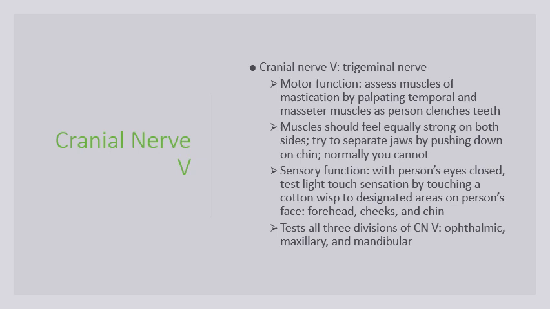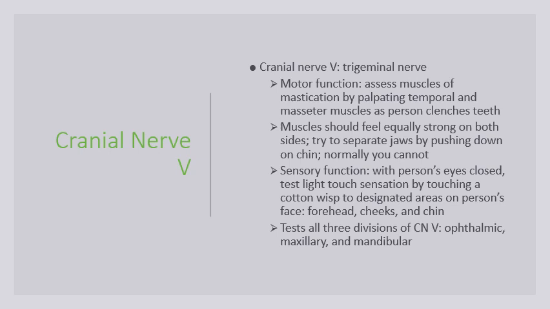5 is the trigeminal nerve. When you talk about trigeminal neuralgia, it's from the ear and spreads out almost like a hand slap across the face. It has both a motor and a sensory function. The motor function is the mastication muscles. So the person should be able to open and close their jaw. You're palpating the muscle as they clench their teeth.